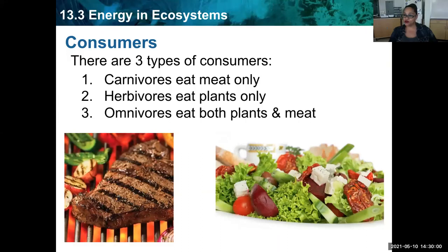There's three types of consumers. We went over them in the bell ringer. Carnivores eat meat, herbivores eat plants, omnivores eat both. I know we like to say that we're carnivores, but we're actually omnivores because pretty much everybody eats some kind of fruit or vegetable at some point in their lives.